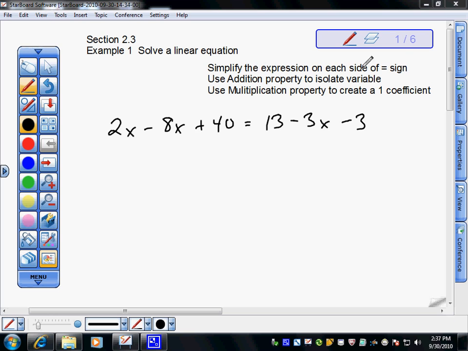We want to simplify the expression on each side of the equal sign. We're going to use the addition property to isolate a variable, and then we're going to use the multiplication property to create a 1 coefficient for our variable. So, simplify the expression on each side of the equal sign.